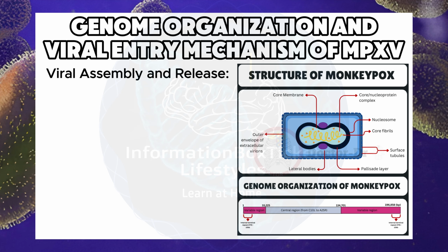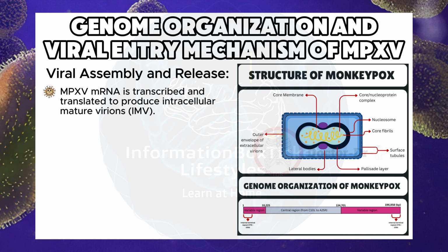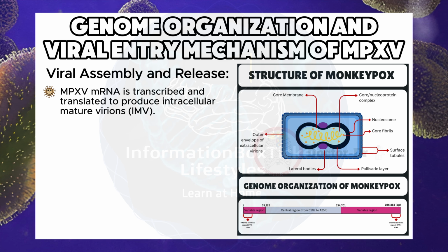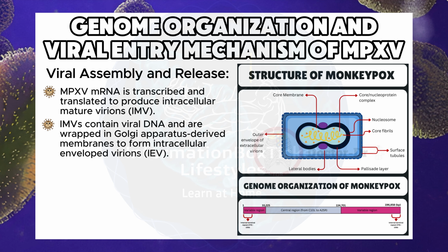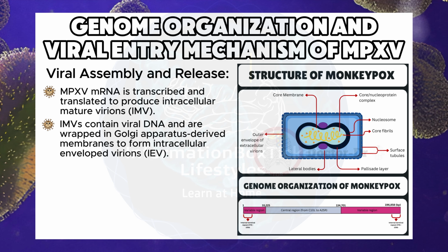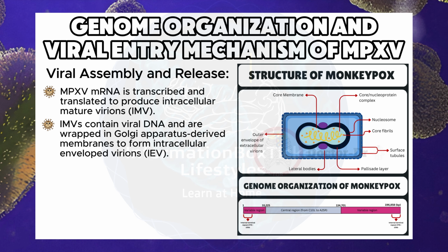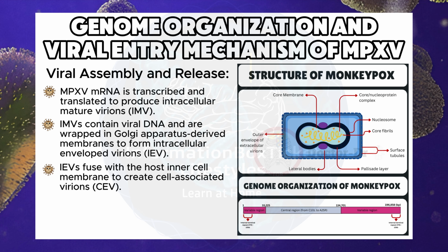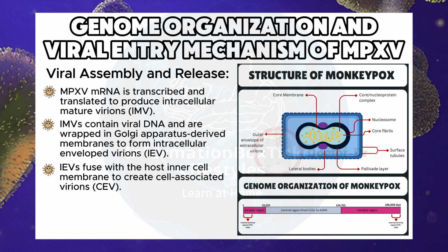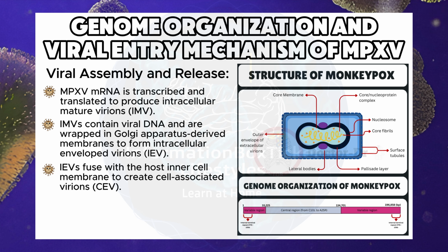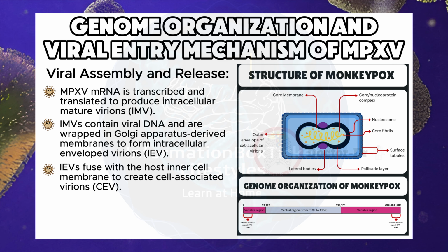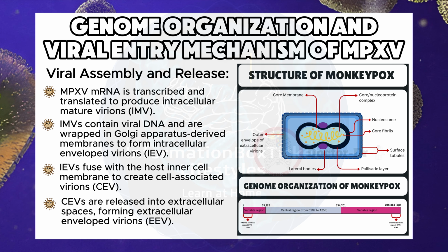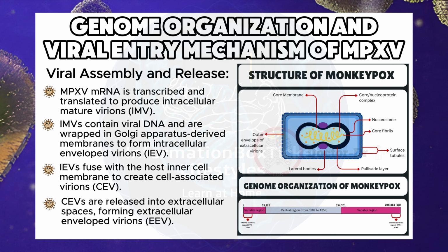Viral assembly and release. MPXV mRNA is transcribed and translated to produce intracellular mature virions, IMV. IMVs contain viral DNA and are wrapped in Golgi apparatus-derived membranes to form intracellular enveloped virions, IEV. IEVs fuse with the host inner cell membrane to create cell-associated virions, CEV. CEVs are released into extracellular spaces, forming extracellular enveloped virions, EEV.